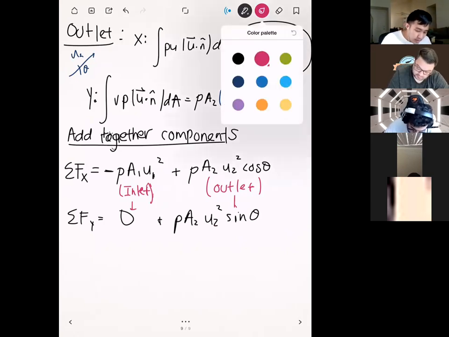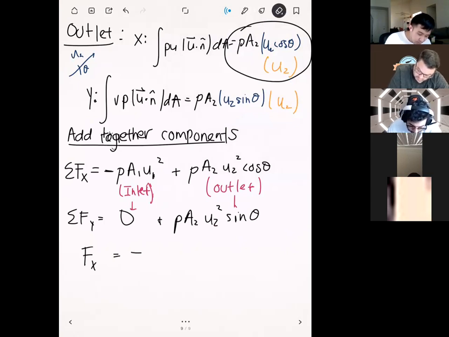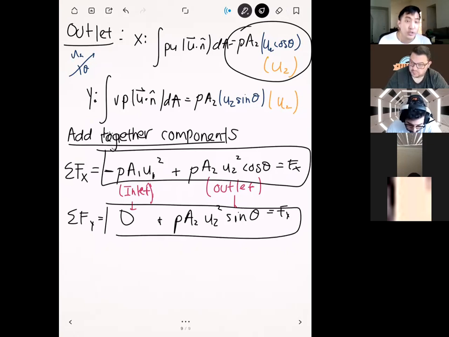And so you put it all together, and we can say that the reaction force in the x direction is equal to minus, since everything is variables here, we can just say that this is equal to just Fx, and this is equal to Fy. Okay? And so this top expression right here is the reaction force in the x direction from the ramp, and this expression right here is the reaction force from the ramp in the y direction. Okay.